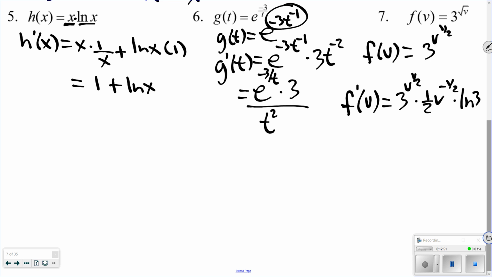Let's just try doing a little bit of simplifying there. I have 3, I'm going to write it square root of v again, times the ln of 3 over, we got that 2 down there, and I'm going to move the v to the negative 1/2 down there. So you can rewrite that whole problem like that.